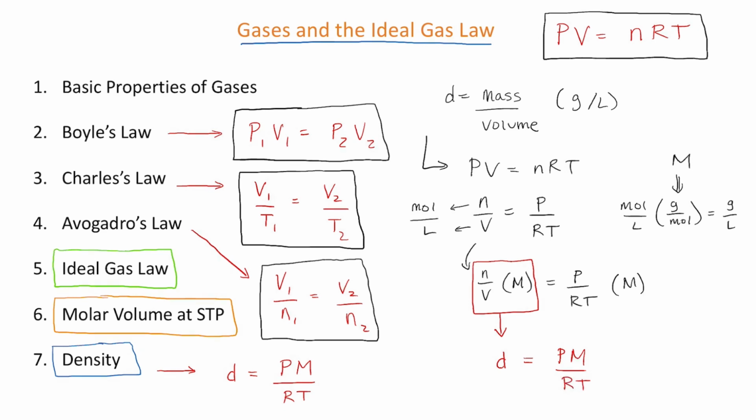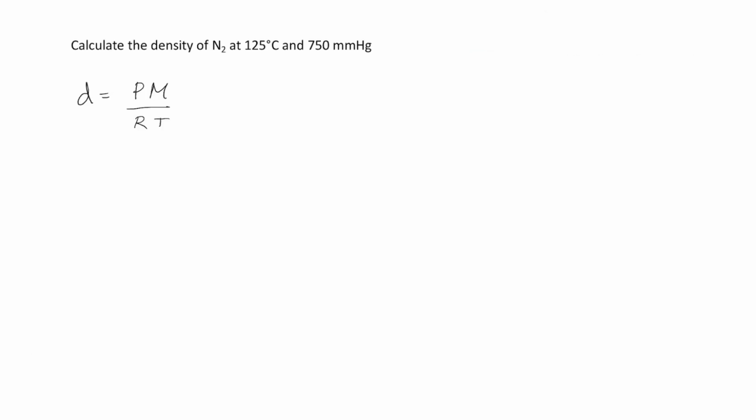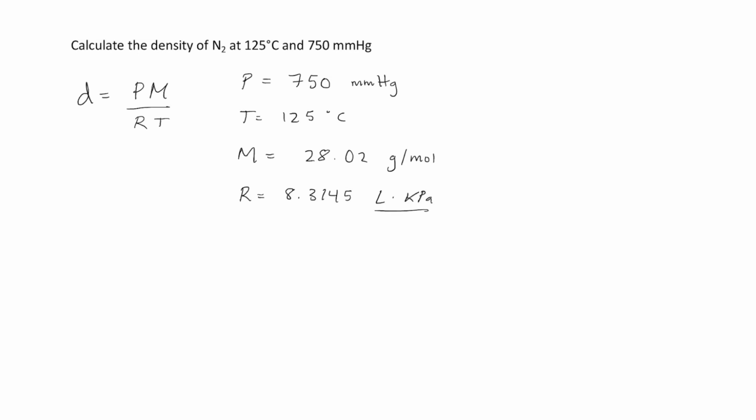And now let's jump right into a question to practice using this equation. In this question, we're asked to calculate the density of nitrogen gas at 125 degrees Celsius and a pressure of 750 millimeters of mercury. Now we just learned the density equation, so all we need to do is plug in the values for the pressure, the molecular weight, the gas constant R, and the temperature.